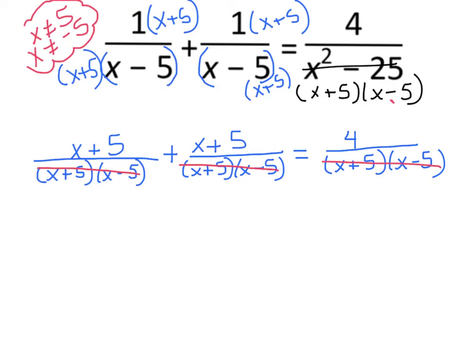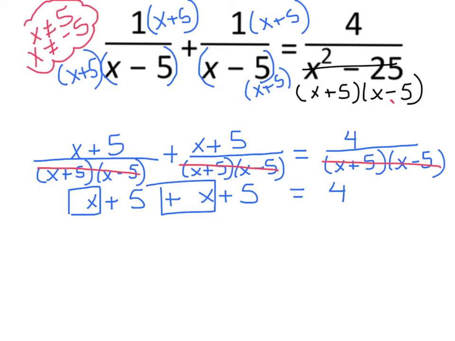Now I want you to finish this problem and tell me what the final answer is. Well, let's see what the final answer is. We have x plus 5 plus another x plus 5 equals 4. And we have like terms. We need to combine those like terms. We have an x here and plus another x here. What is x plus x? 2x. We have positive 5 plus another 5.